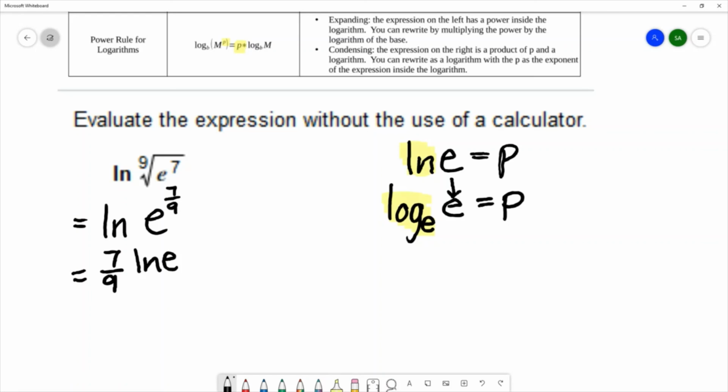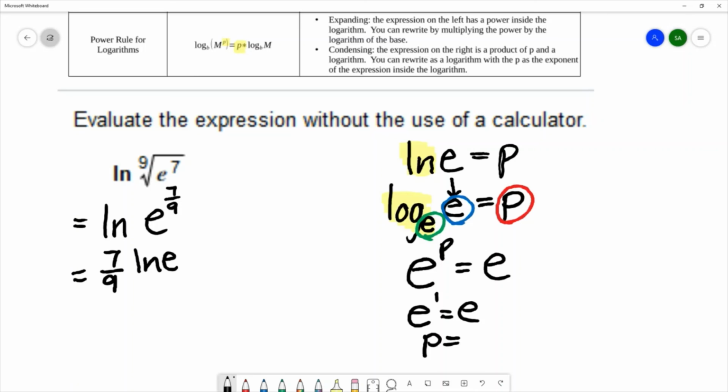Now that I know what base I'm working with, I can rewrite this as an exponential using the definition of a log. Using the definition, we'll use this base of e. The log always equals the exponent, so p is my exponent, and this expression equals the expression inside the log. So I have e to the power of p equals e. And using my knowledge about exponents, I know that e to the first power will equal e, and that means that p is 1.